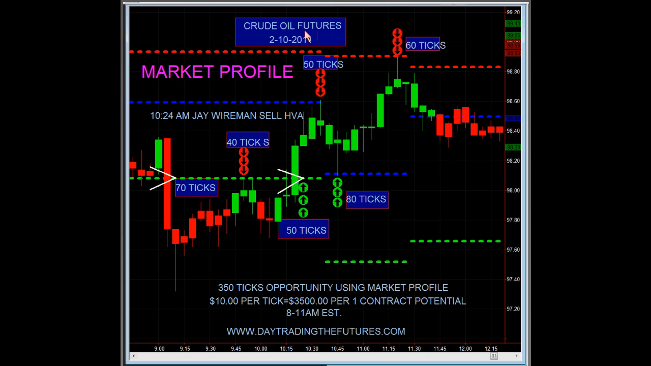All right, this is Friday's market in crude oil. These dots automatically plot. Back in 1985, the CBOT allowed us to get the inside track of the market. In other words, market profile.